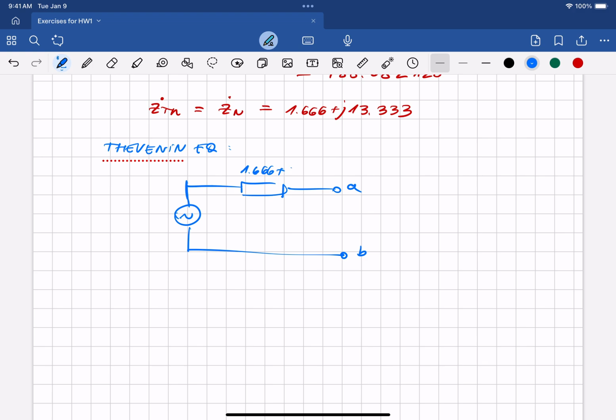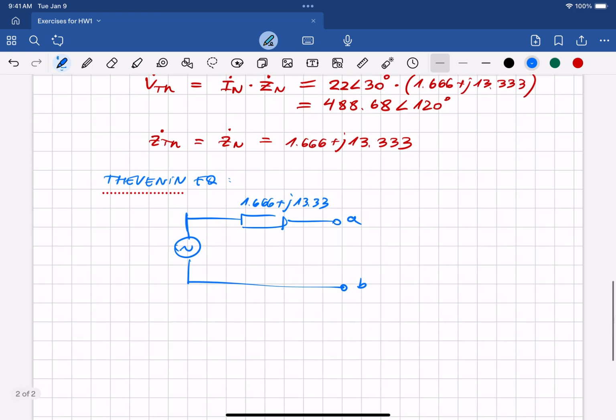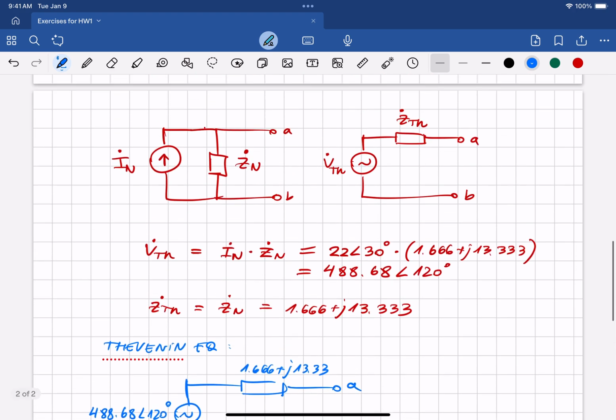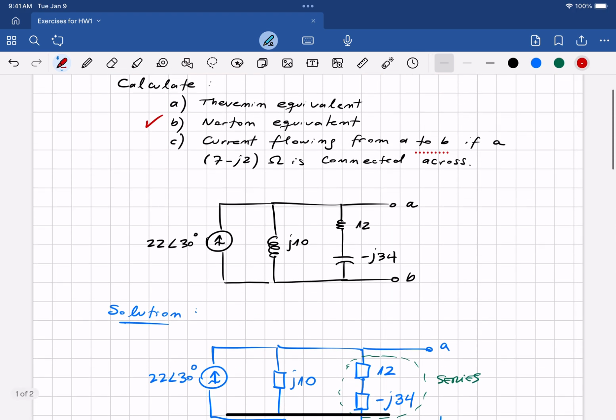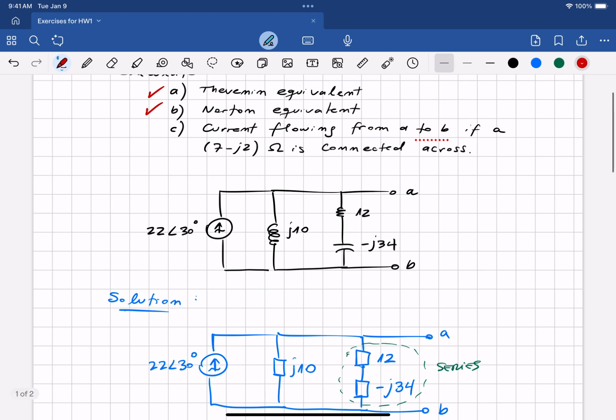1.66 plus J13.33, and the voltage we said is 488.68, angle 120. Perfect. We have solved then parts A and B. And again, we have used series, parallel, we have used transformation of sources, and the Thevenin and Norton equivalents. Now let's answer the last question.